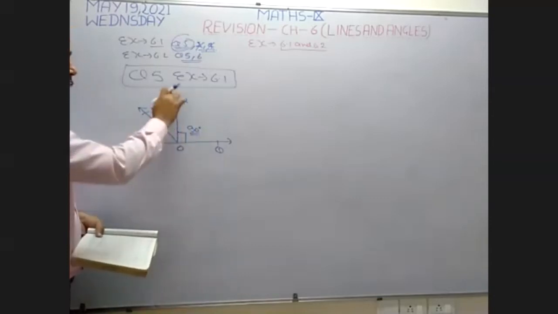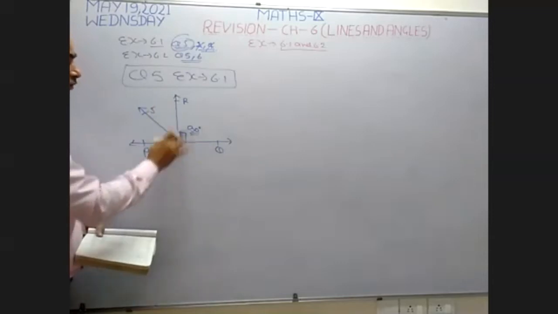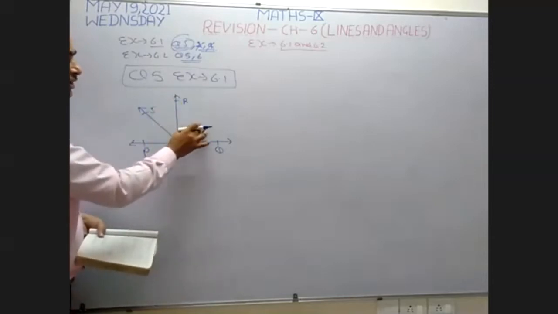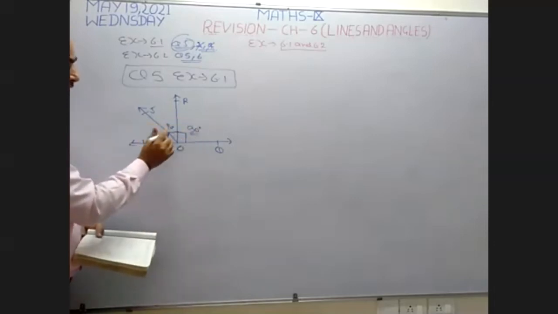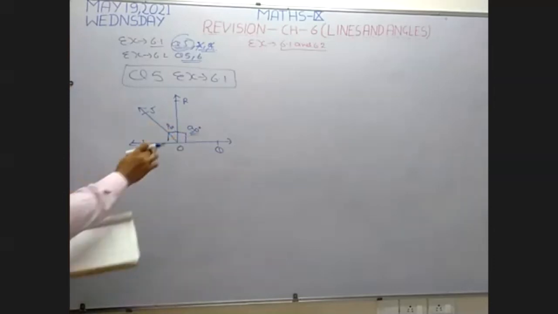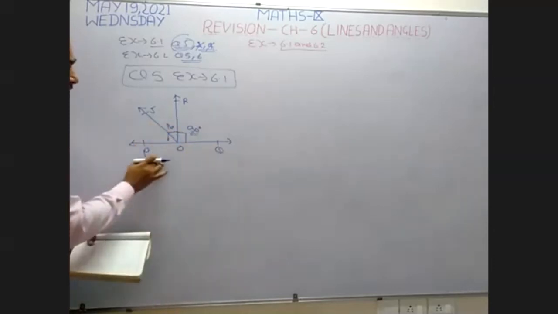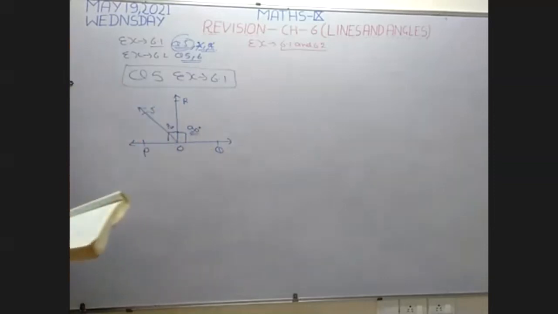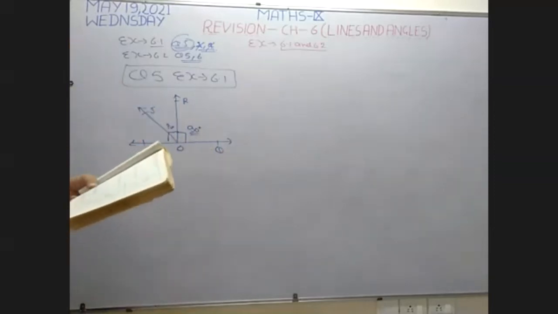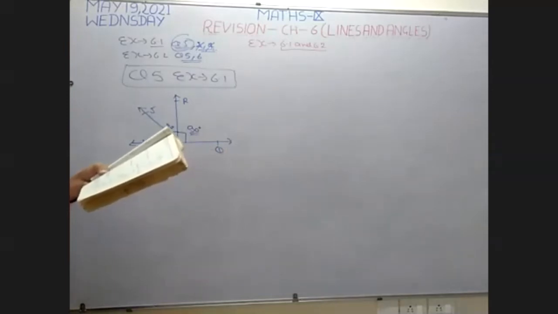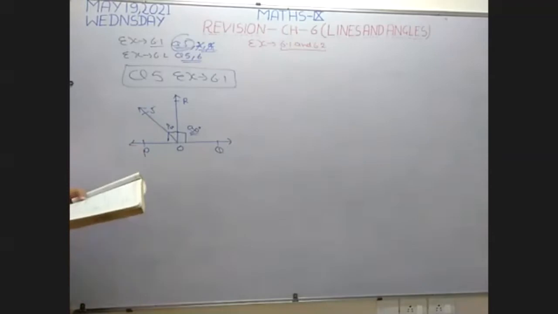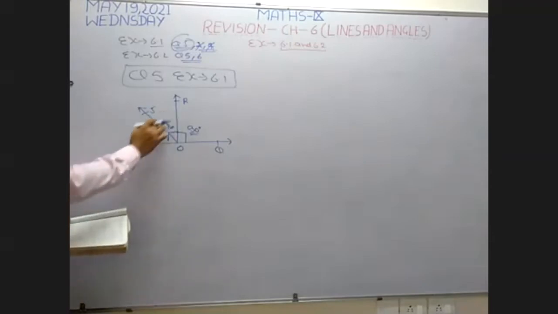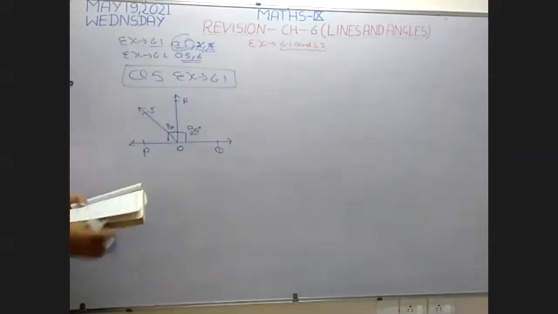It is given OR is perpendicular on POQ. When it is perpendicular, it means this angle is 90 degrees and its left angle is also 90 degrees. 90 plus 90 is 180 degrees. This is a line, so 90 plus 90 equals 180 degrees. Now, OS is another ray lying between rays OP and OR. There is another ray OS which lies between these two angles, OP and OR.